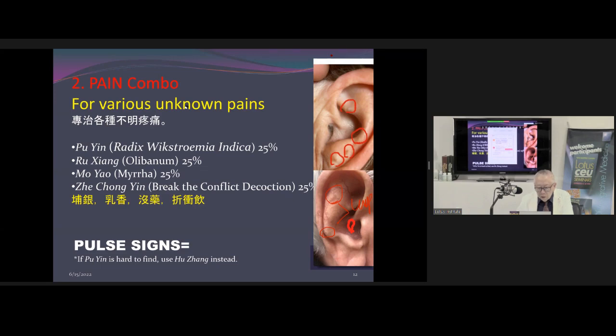Pu Yin is for injury, for acute injury. What pain combo addresses nerve pain? Of course. Breaking stagnation would dissipate the heat. Sometimes it does, sometimes it doesn't. Okay.